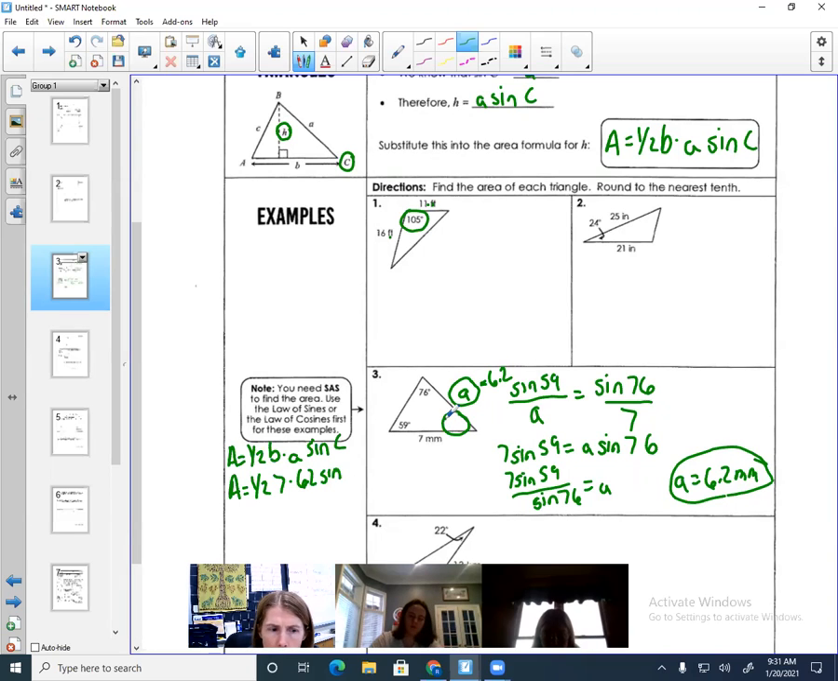You should get 45. I see it coming through. Great job. Okay, so I'm gonna go ahead and put 45 here. Go ahead and solve it. Put it in your calculator.